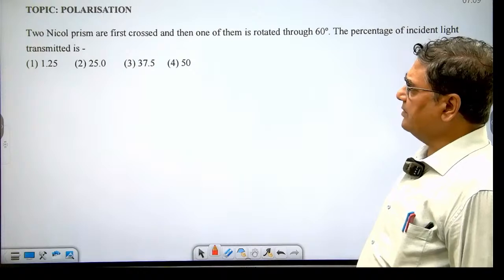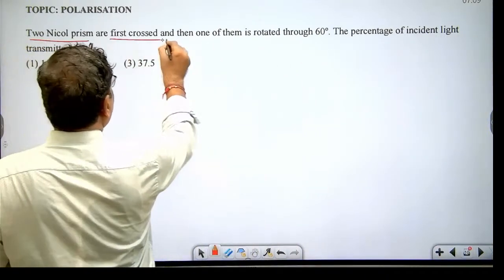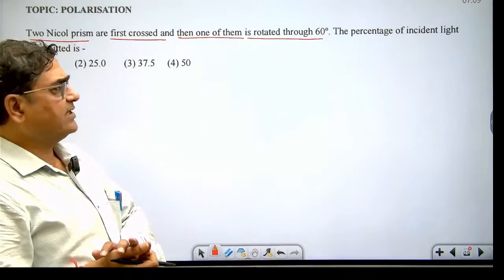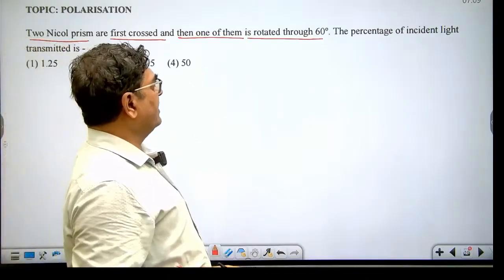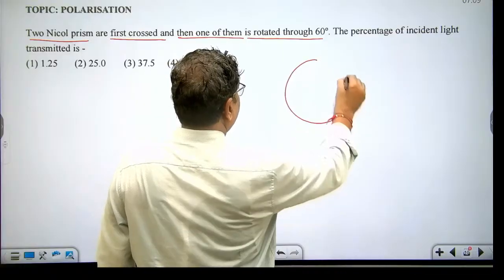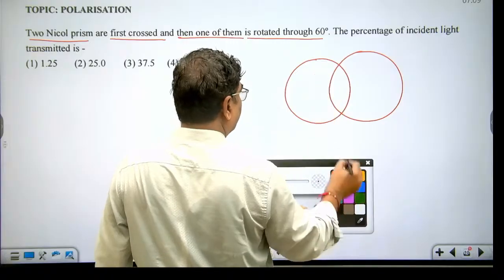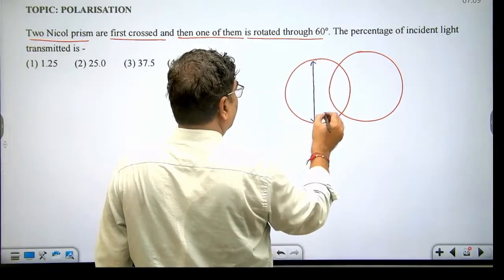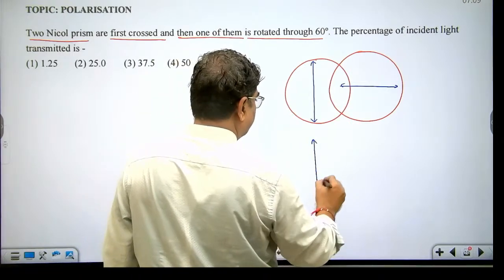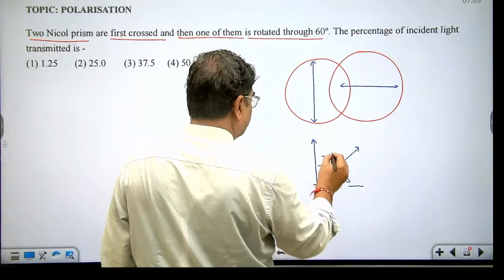This is a very good question, most expected for NEET JEE 26. Two Nicol prisms are first crossed and then one of them is rotated through 60 degrees. Crossed means the angle between transmission axes is 90 degrees. Now one is rotated by 60 degrees. What percentage of incident light is transmitted? Now the angle between the transmission axes becomes 30 degrees.